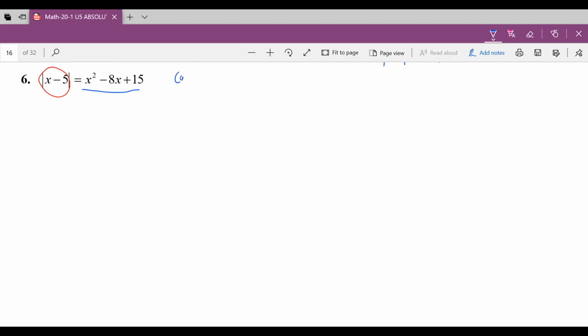How do we get there? Well, we get there by stating case 1, which is where x minus 5 equals x squared minus 8x plus 15. And also taking a look at case 2. Case 2 is going to be where negative x minus 5, in other words, the opposite of x minus 5, equals x squared minus 8x plus 15. All right, so there's our two cases, and you'll see that both cases will yield parabolas and quadratics, and so there's a potential for 2 roots in both.